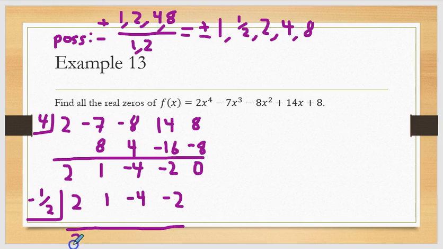So the first number comes down. -1/2 times 2 is -1. These add up to give me 0. Multiplying by 0 is the same thing. And then -1/2 of -4 is +2. So that's my second solution that worked.